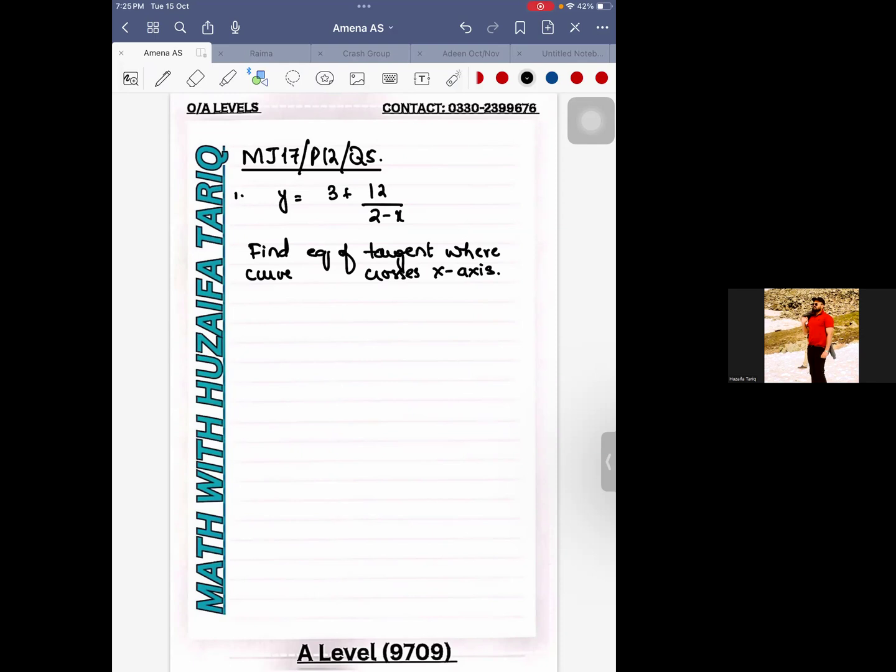May June 2017, paper 1 variant 2, question number 5. They ask you to find out the equation of tangent where the curve crosses x-axis. If we plot this axis and this is your curve, which is like this, and it's crossing the x-axis. So we have the point, or we can say the curve is something like this.